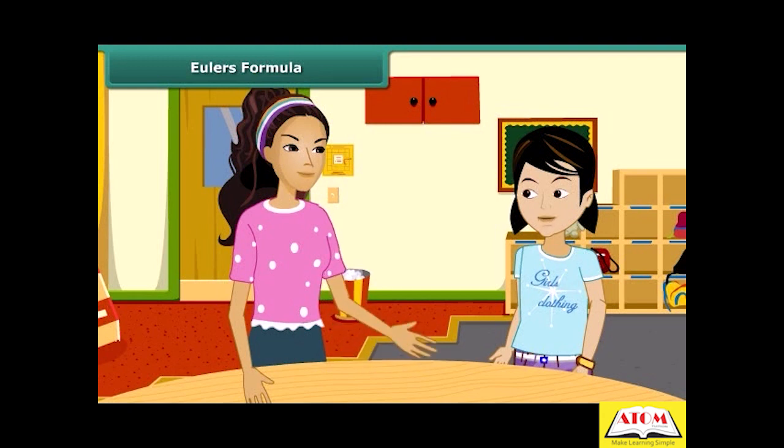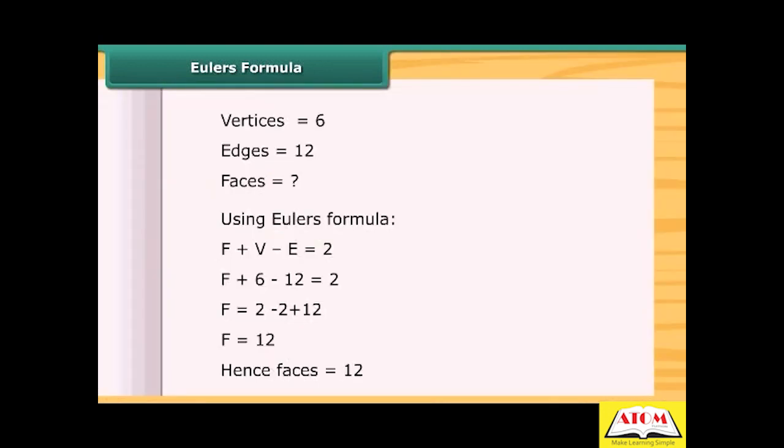And if the number of faces and number of vertices are given, then can we find the number of edges? The 2 values are given. Then we can find the third value using Euler's formula. Here is an example.